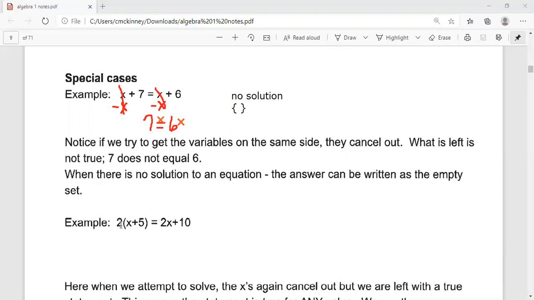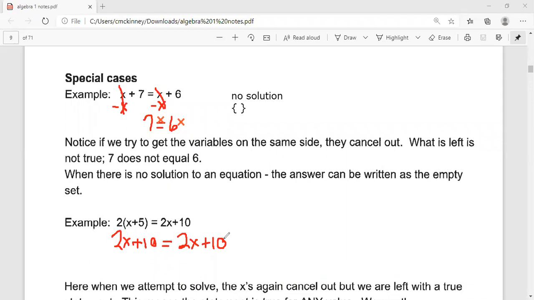Another case is something like this next one. When I simplify both sides, 2 times x is of course 2x, and 2 times 5 is 10. And then, hey, both sides look exactly the same, right? So you might notice before you even go any further, wait a minute, 2 times x plus 10 equals 2 times x plus 10. Well, of course it does. Doesn't matter what number we use. If we multiply it by 2 and add 10, it's going to be equal to if we multiply it by 2 and add 10.